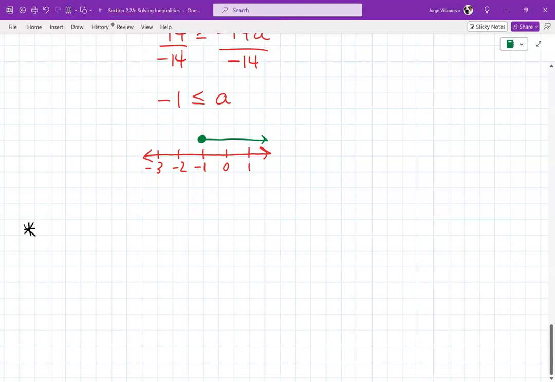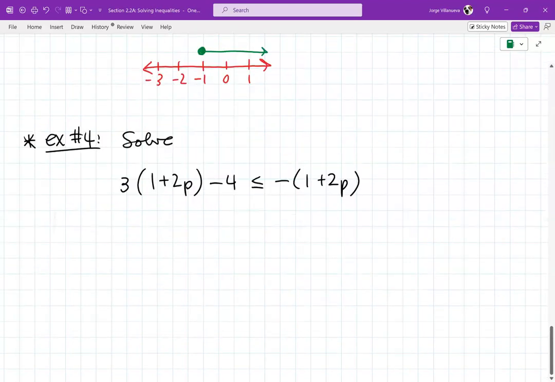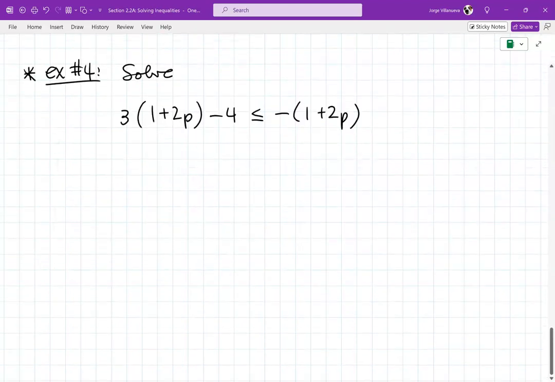Here's the last one, and I'll give this to you guys here. This is number 9. This is example number 4, but it is number 9. They just want us to solve. And it looks like this: 3 times (1 plus 2p) minus 4 less than or equal to negative (1 plus 2p). So go ahead and try that. I'm going to pause it.